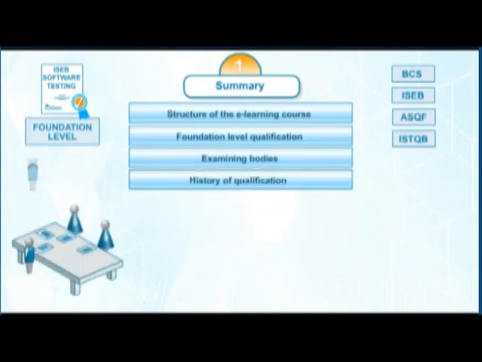This concludes the introductory module. In this first module, we have described the structure of the e-learning course and highlighted some of the useful features. We outlined the foundation level qualification in software testing, and looked at the examining bodies associated with it, including BCS, ICEB, and ASQF. We went on to review the history of the qualification to date.